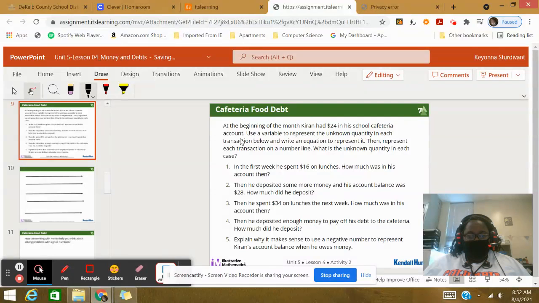So let's look at the scenario. The first one says in the first week he spent $16. So remember that he started with $24. At the beginning of the month, Karen had $24 in the school cafeteria account.